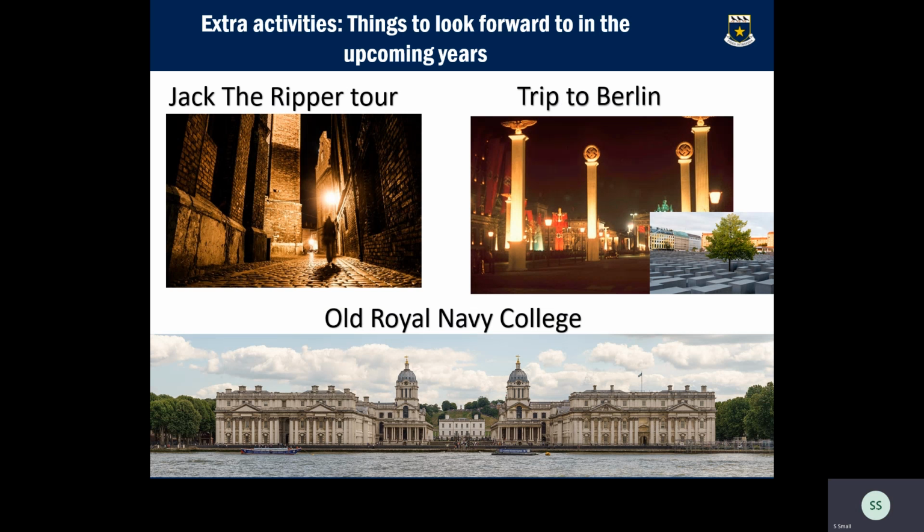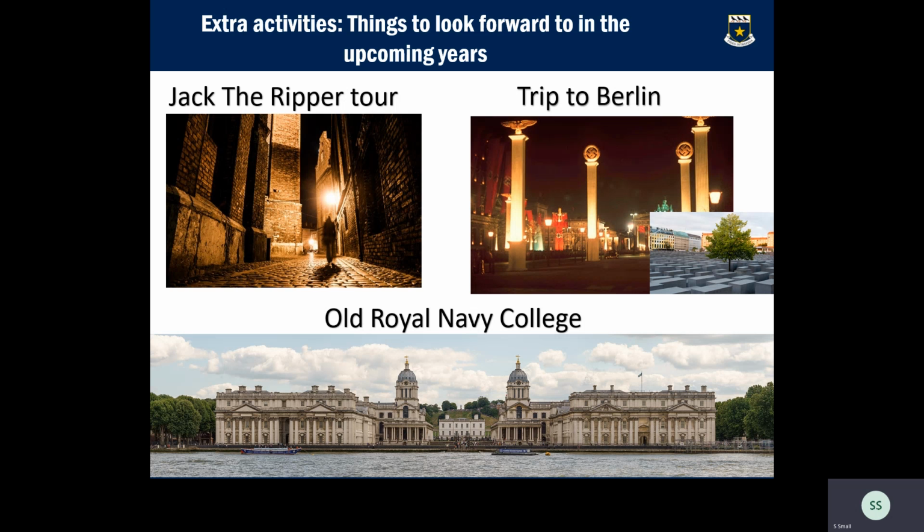So exciting things to look forward to in the upcoming years if you do choose to take GCSE history. As part of the Crime and Punishment course, we do an in-depth historical environment looking at policing Whitechapel, the difficulties police face, and the Jack the Ripper murders. This will coincide with a Jack the Ripper tour in East London.